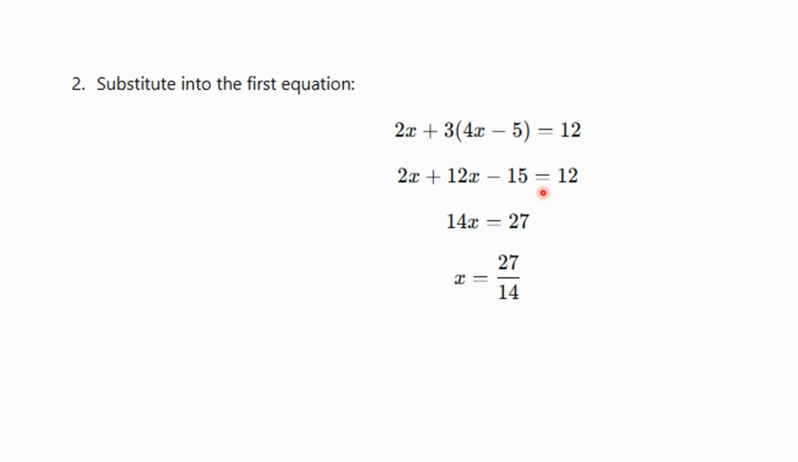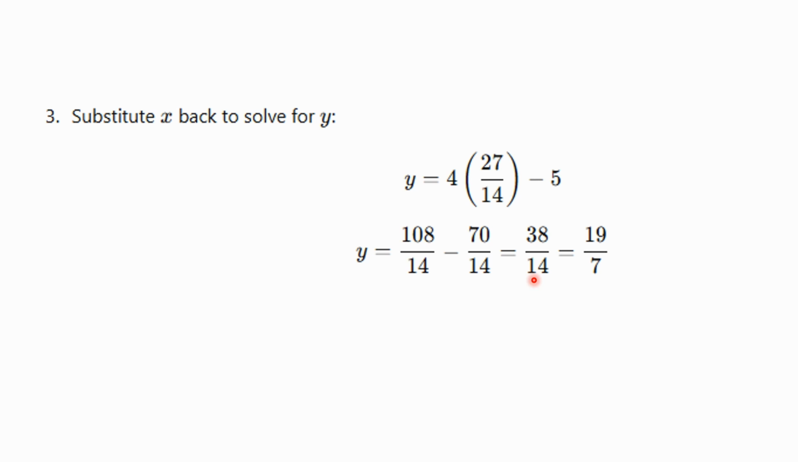All right, so to further simplify it, we can add 2x and 12x, which gives us 14x. Then we can add 15 on both sides of the equation, which basically cancels it out from this side. But the 12 plus 15 gives you 27 on the right side, which leaves us with 14x equals 27. And then we divide both sides by 14, leaving x equals 27 fourteenths. So hopefully you've gotten x equals 27 over 14 so far.